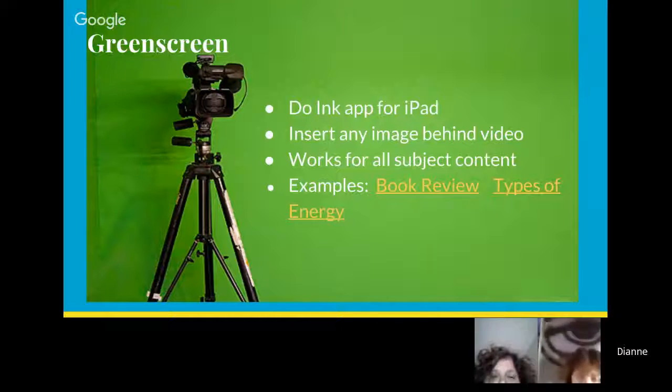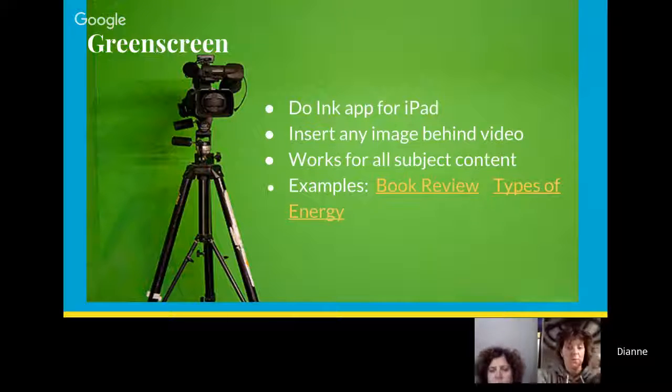Green screen. We have a giant wall green screen. We're very lucky in our makerspace. At first, we thought we were doing just the Doink app for the iPad, but through WeVideo, we found that we could do it there as well by changing the image behind the video. One thing I love about the Doink app is that you can have multiple backgrounds. I was still trying to figure that out with WeVideo, but I think we'll do that the same. And again, it works for all subject areas.